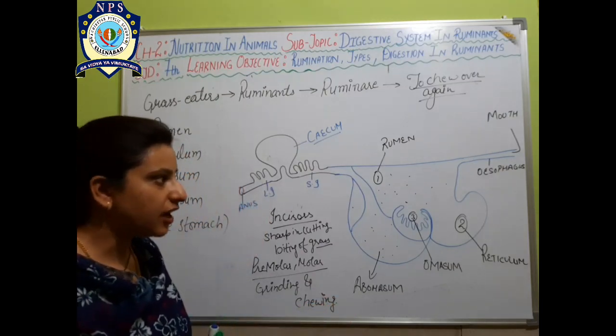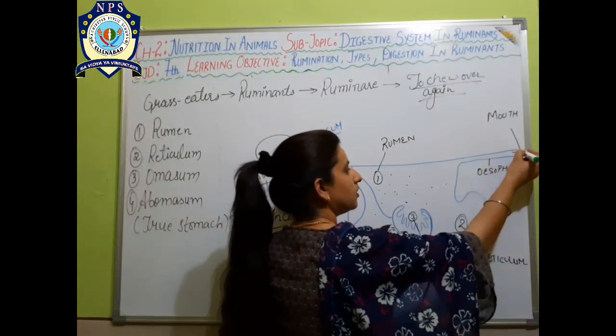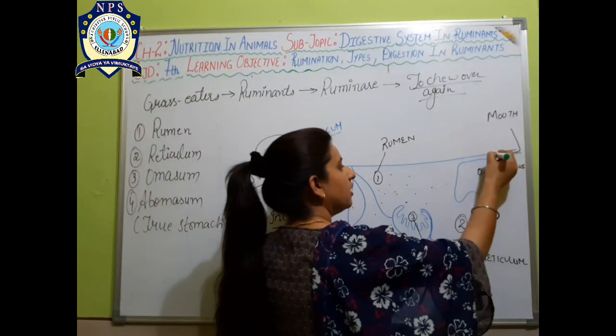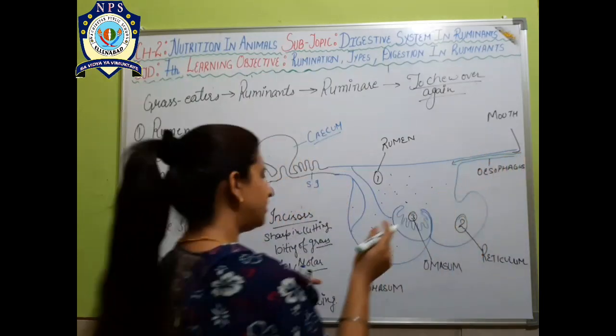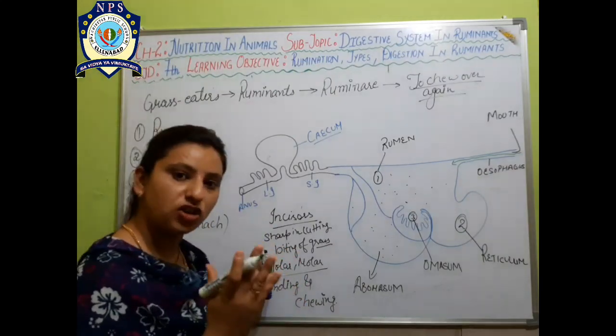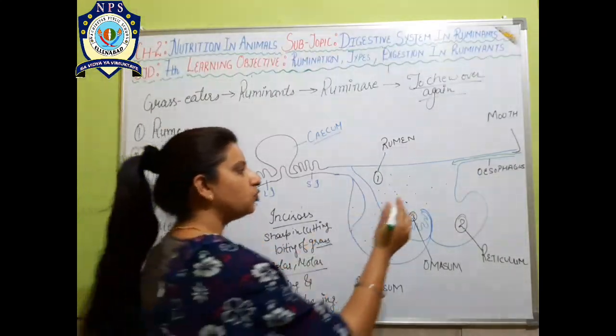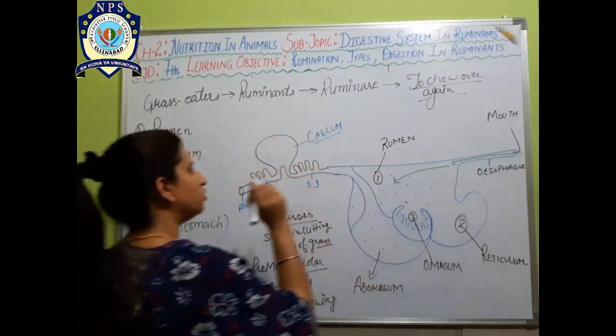So for the first time, when the food enters the mouth of the organism, a grass-eating animal, that food will move from the mouth and be masticated. Only the incisors will cut large chunks of food. Okay, and that food will enter from the esophagus to the first chamber, that is the rumen.